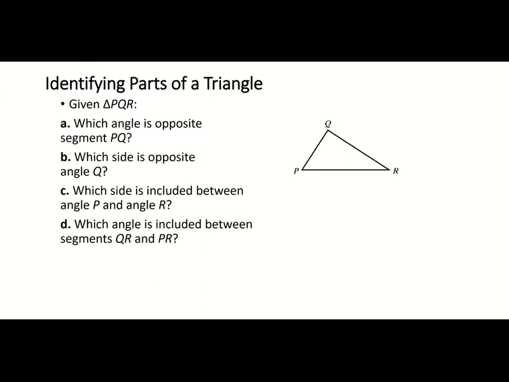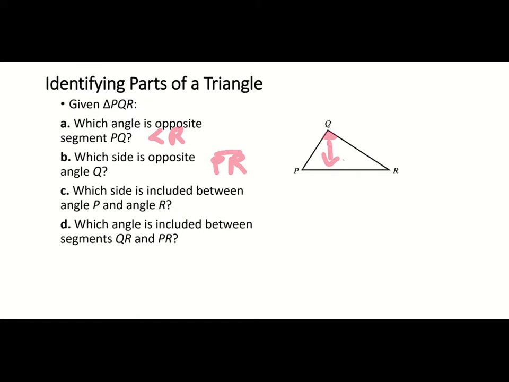So they want us to tell them what angle is opposite segment PQ. So here is segment PQ right here. So the angle opposite PQ would be angle R. And again, you can draw that arrow if it helps. And let's erase that information. All right, next. Which side is opposite angle Q? So angle Q is right here. So the side opposite angle Q would be segment PR.